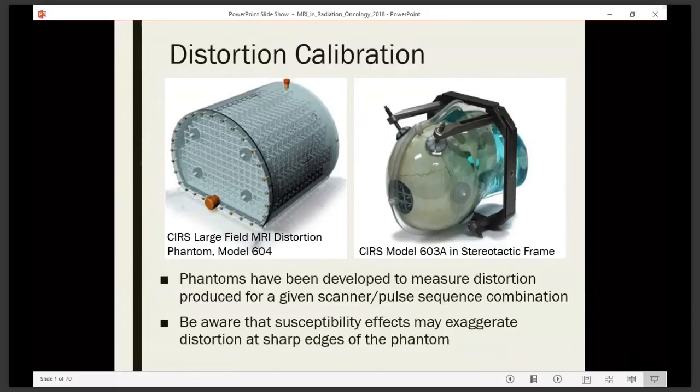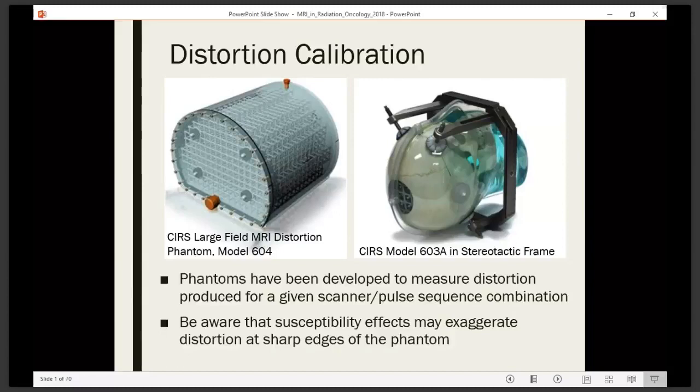Here on the left is a large body type phantom. On the right is sort of an anthropomorphic brain phantom. Both are compatible with MRI. Both can also be used in a CT scanner for calibration. One of the things I've seen and some people do is build phantoms on their own that are basically plastic boxes filled with some kind of matrix that localizes it. You should not use plastic boxes. Sharp edges will in and of themselves cause susceptibility artifacts.